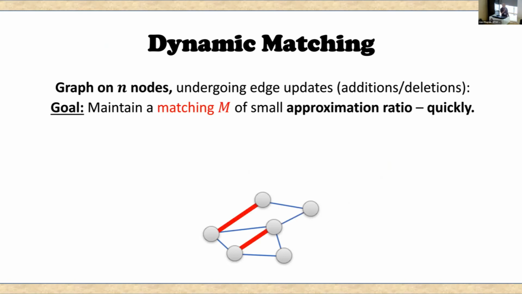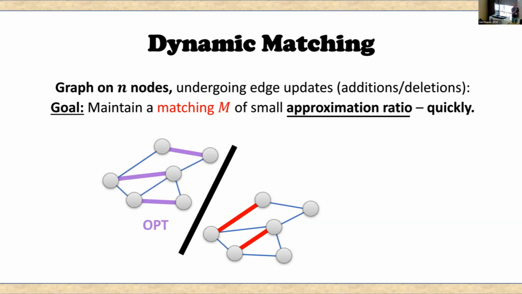In particular, in this talk, we're going to want to react by maintaining a matching M. So this set of red edges, for example. So a set of vertex disjoint edges of small approximation ratio, and we'd like to do so quickly. So the approximation ratio, as usual, will just be, we're comparing against the optimum matching at every point in time. We'd like this ratio to be small.